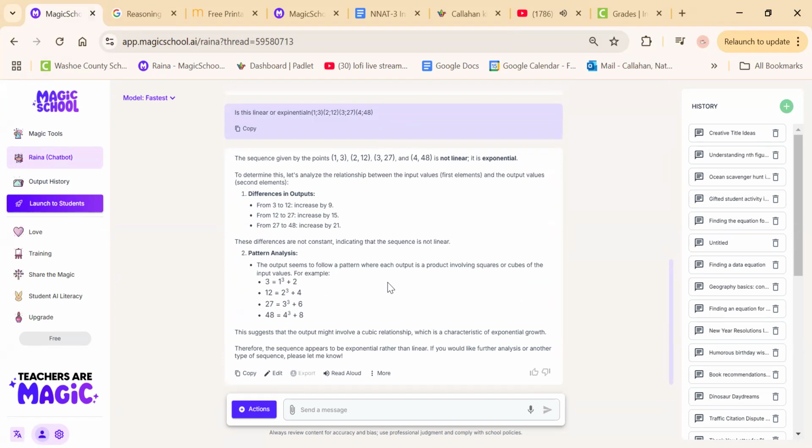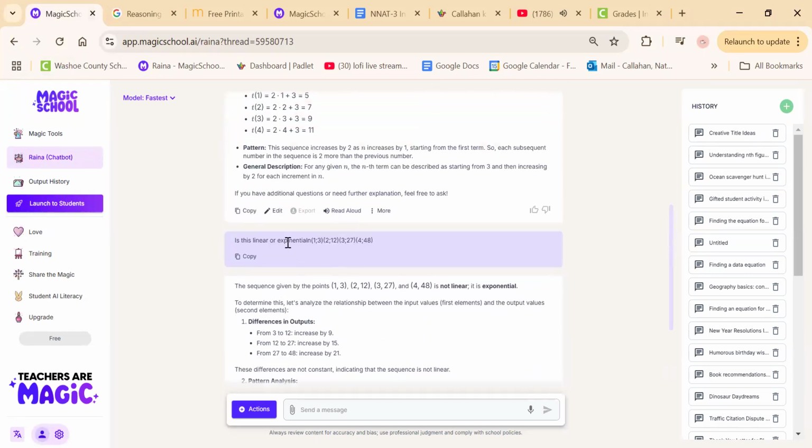So to get 3, this is what it is. It's 1 to the third power plus 2. To get to 12, 2 to the third power plus 4, right? So this 2, 4, 6, 8, that part right there is going to be by even numbers, right? But the one over here, it's 1 to the third, 2 to the third, 3 to the third. So that's not linear. That x is going to be on top. Do you see that?